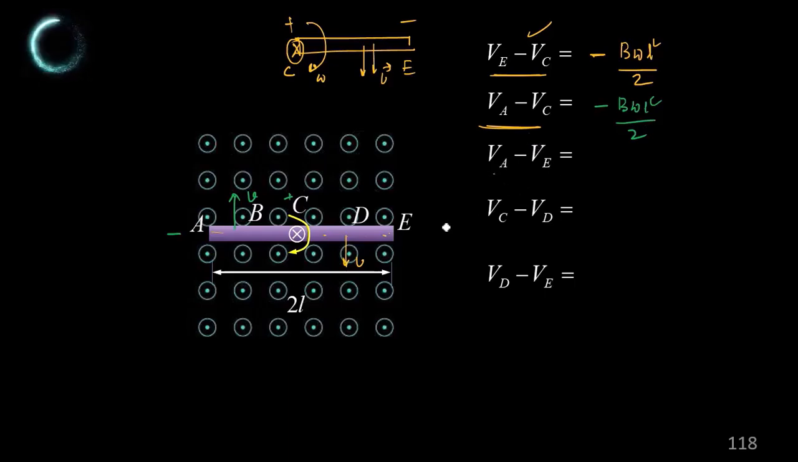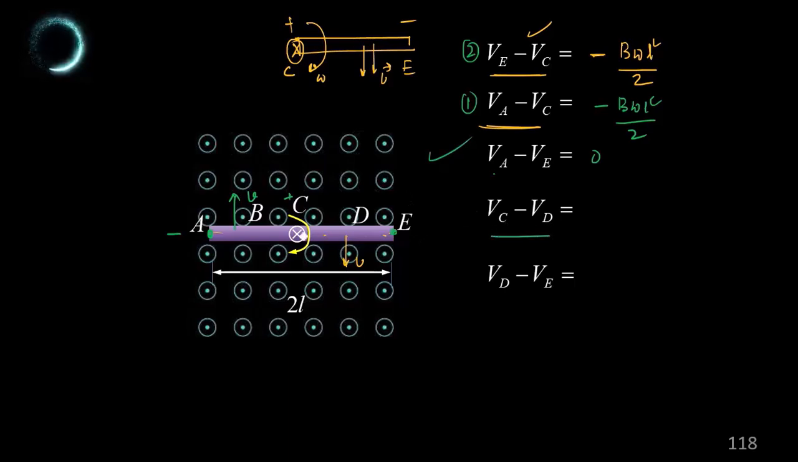Now between A and E. If we subtract these two numbers, let us say this is equation number 1 and equation number 2. If I subtract 1 and 2, the answer is 0. That means all the end points are at the same potential. Whenever I rotate a rod, the end points are always at the same potential. VA minus VE is always equal to 0.